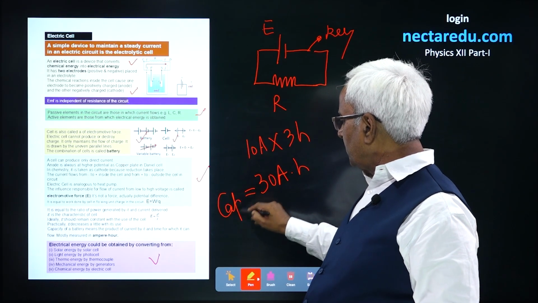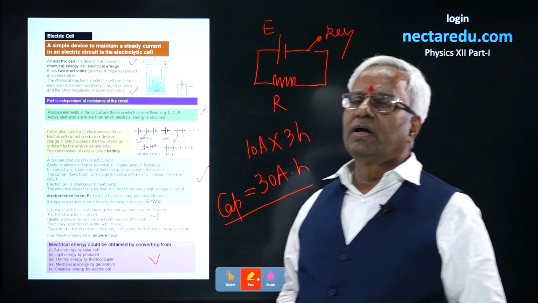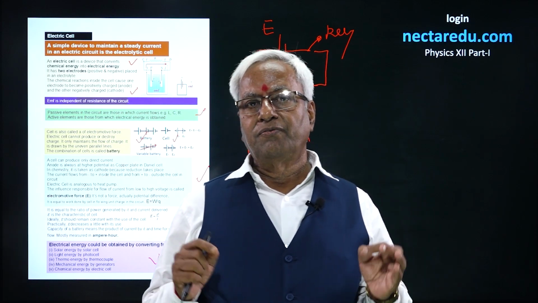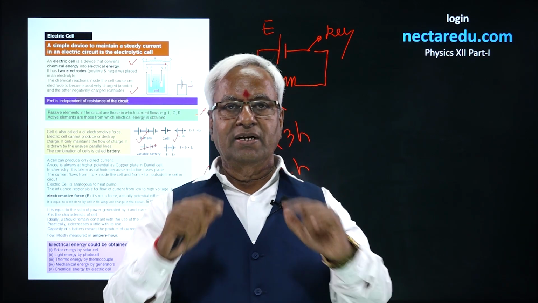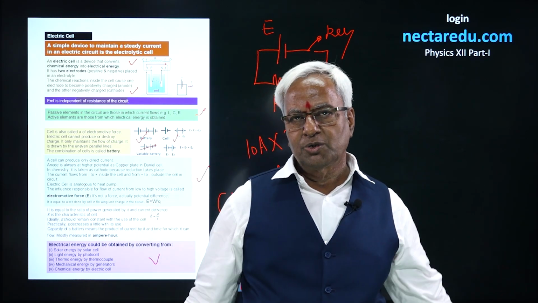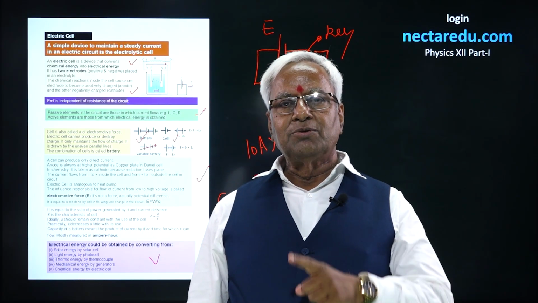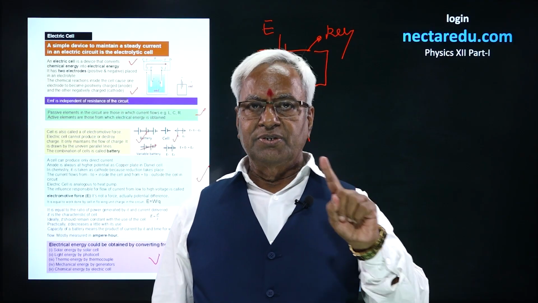This is the capacity. And above all, now I'll tell you in the last that electromotive force is the characteristic of a cell. You go to a general store shop and purchase a cell of 1.5 volt. A cell is always characterized in terms of its EMF.